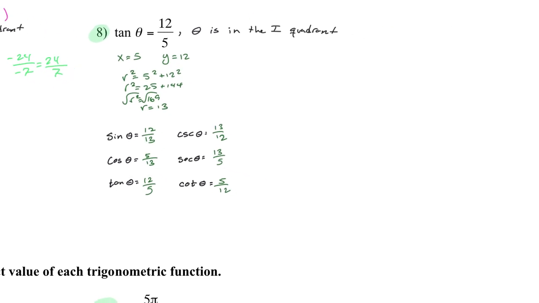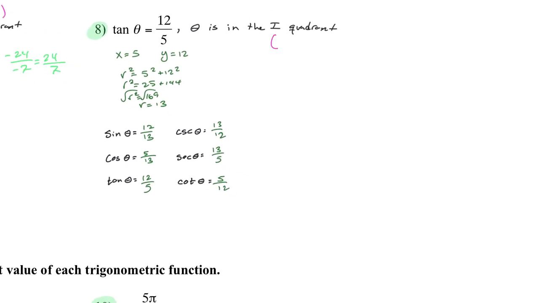And the next one is telling you that it's in the first quadrant. So this one is positive and positive. So I get that x equals 5, y equals 12, and r equals 13. And I have my values there.